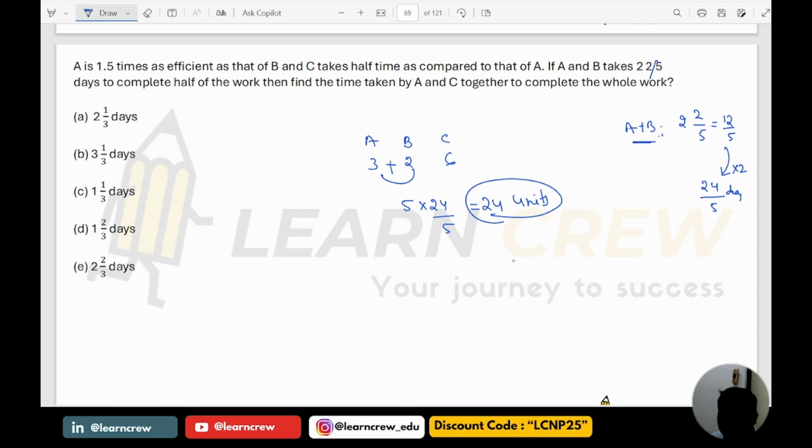Now these 24 units are done by A and C together. A and C together capacity is 9 per day. In how many days? 24 divided by 9, 3 3s are 9, 3 8s are 24, so it is 8 by 3, that is 2 by 3 days, is the answer, which is option E. Next.